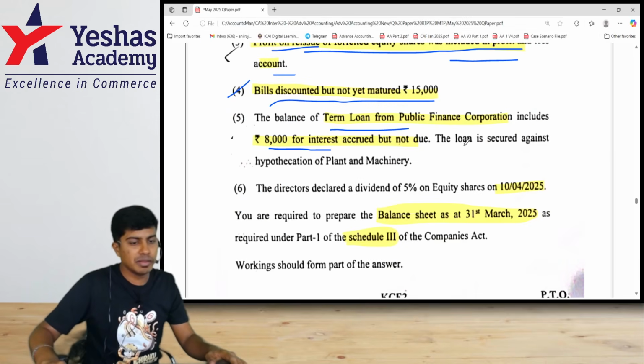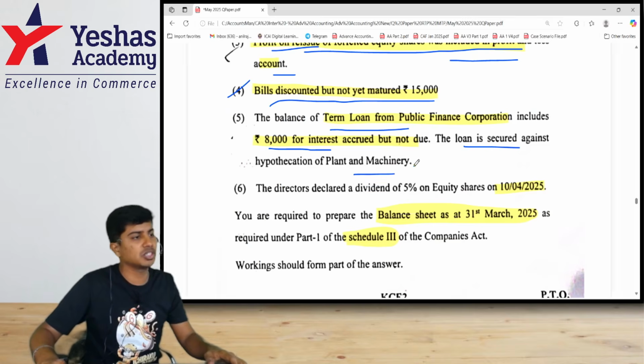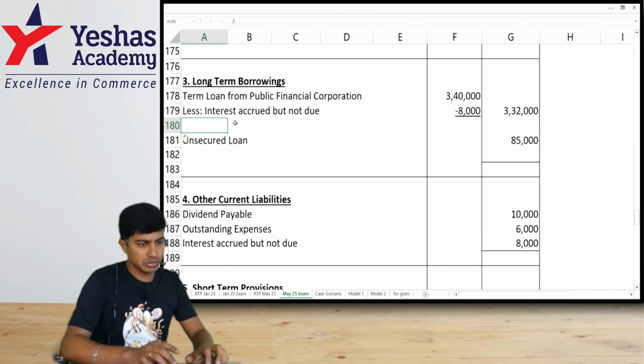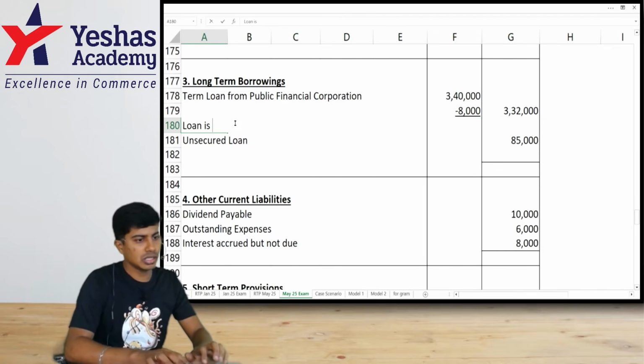Further, they mentioned that this loan is secured against hypothecation of plant and machinery. What to do? Here we put a note: loan is secured against hypothecation of plant and machinery. Just one disclosure.